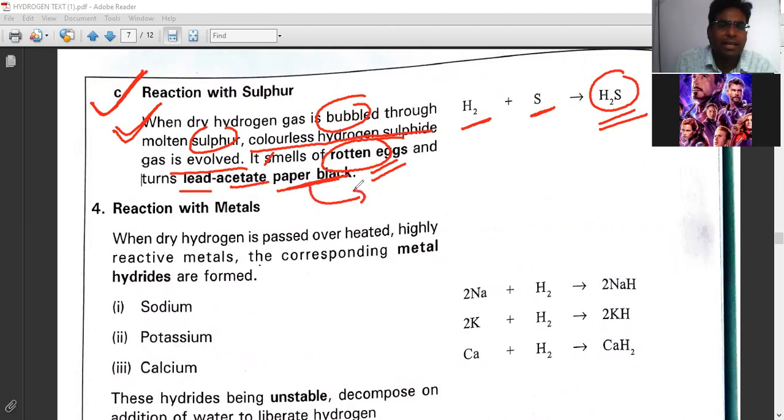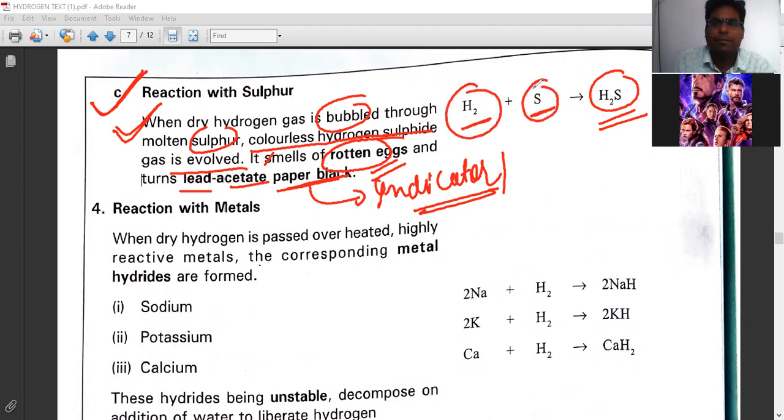And it turns lead acetate paper black. So this is the indicator, like litmus paper, phenolphthalein, methyl orange. So lead acetate paper will turn black when we are reacting hydrogen and sulfur together. It will form hydrogen sulfide, and the smell of the hydrogen sulfide is rotten eggs. Okay, this is the third point.